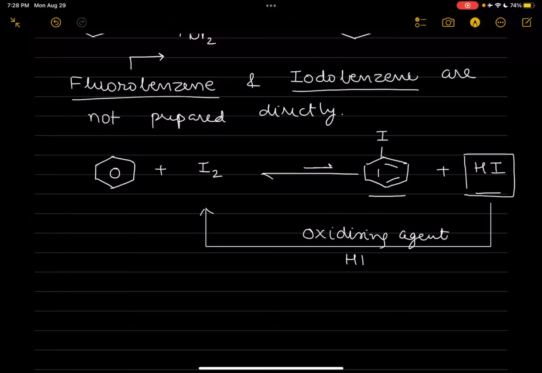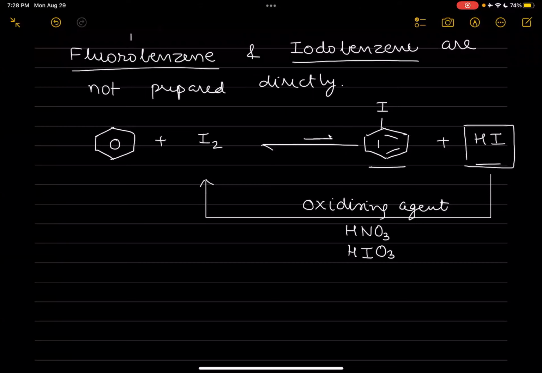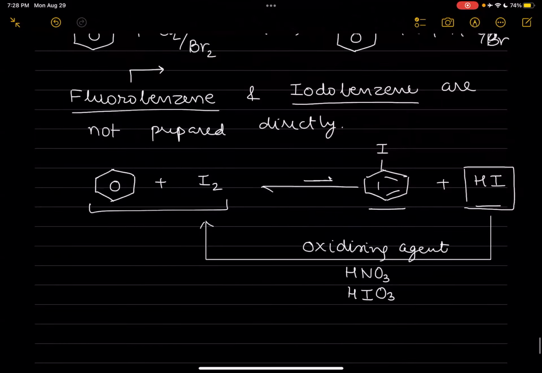Oxidizing agent is HNO3, HIO3 you can take. So what these oxidizing agents will do, they will consume the HI and convert it to I2. So the HI is getting consumed and I2 is forming, so more and more I2 is accumulating. So it will put pressure on the reaction to move in the forward direction, if you are accumulating the reactants and consuming the products. So that's how it is done.